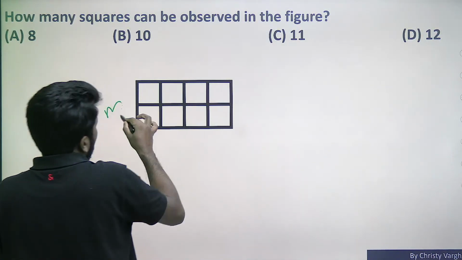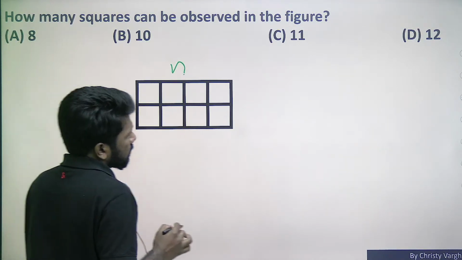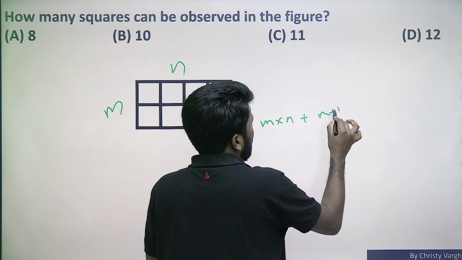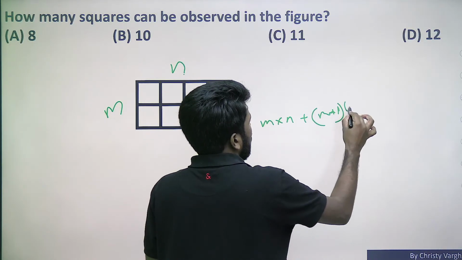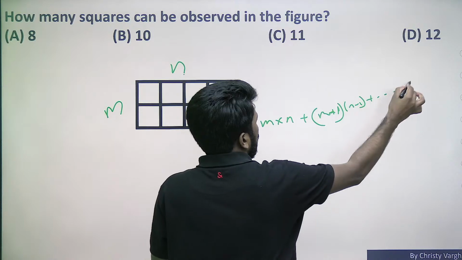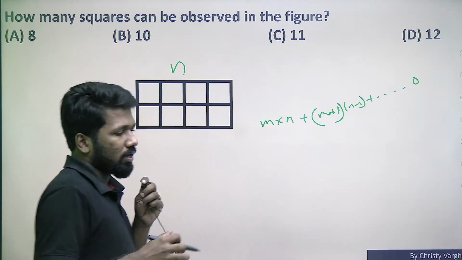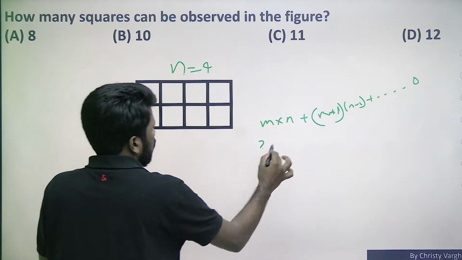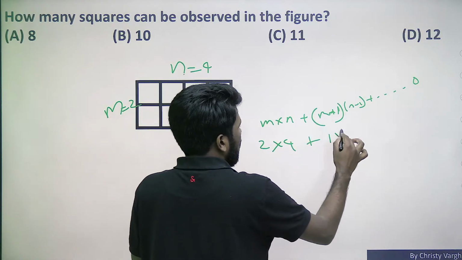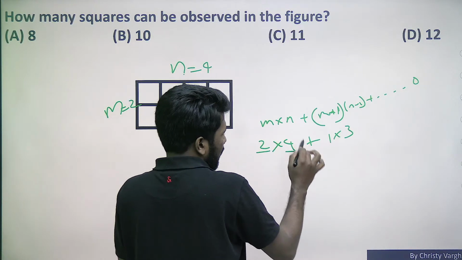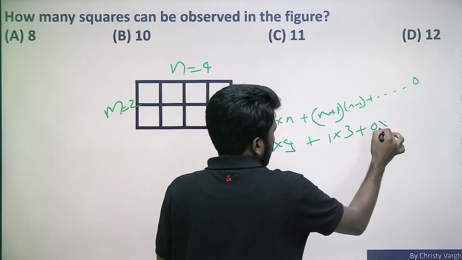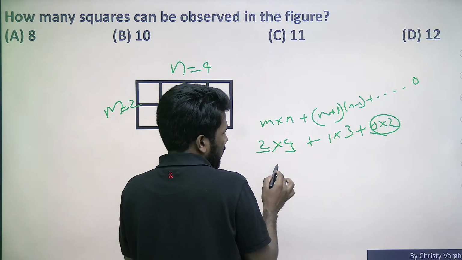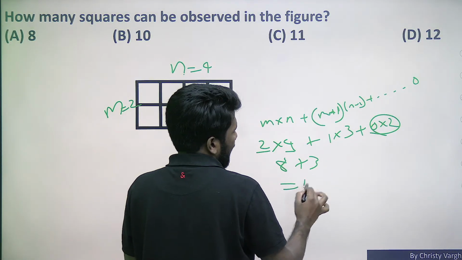For an m by n system, to find the number of squares: m into n, plus (m minus 1) into (n minus 1), plus (m minus 2) into (n minus 2), and so on up to 0. Till you get 0, you need to continue like this. What does that mean? This is 2 rows and 4 columns. So 2 into 4, plus (2 minus 1) 1 into 3, reduce 1 from this, plus 0 into 2, till you get 0. Here 0 into 2 is 0, so you can stop it. So 8 plus 3, 11 will be the answer.